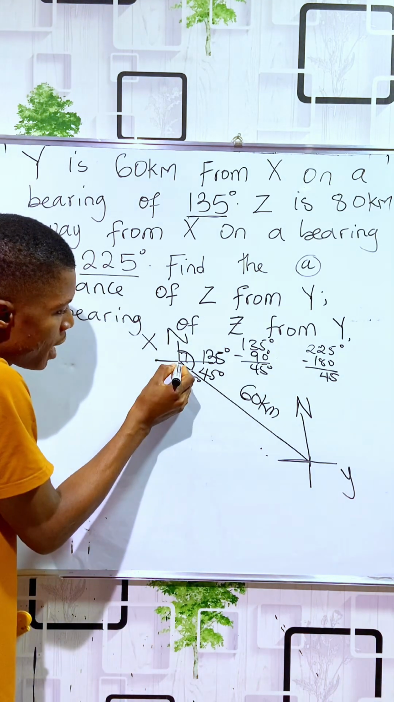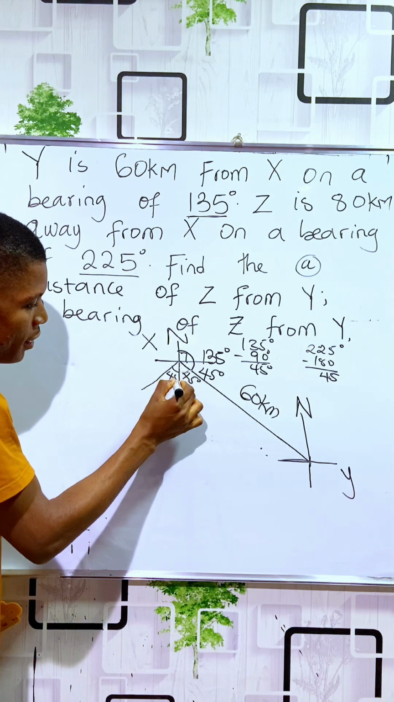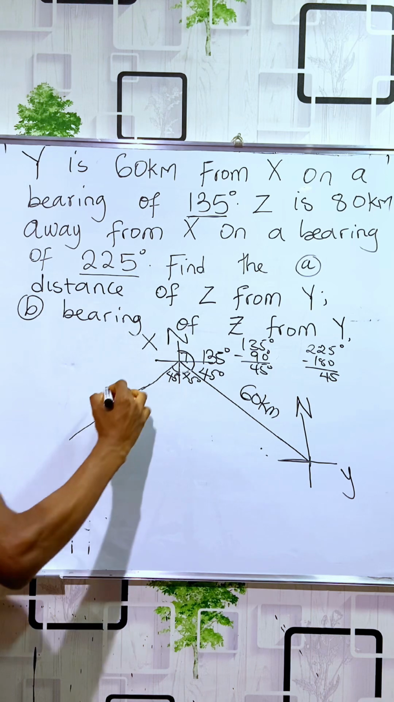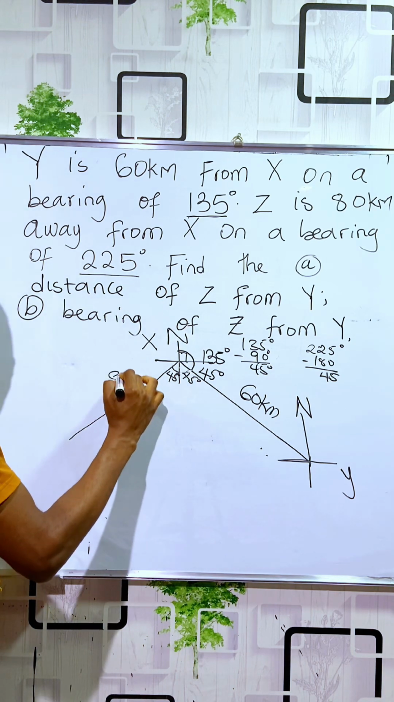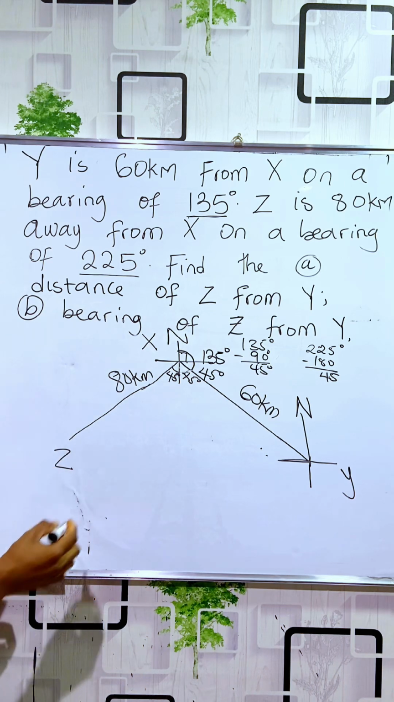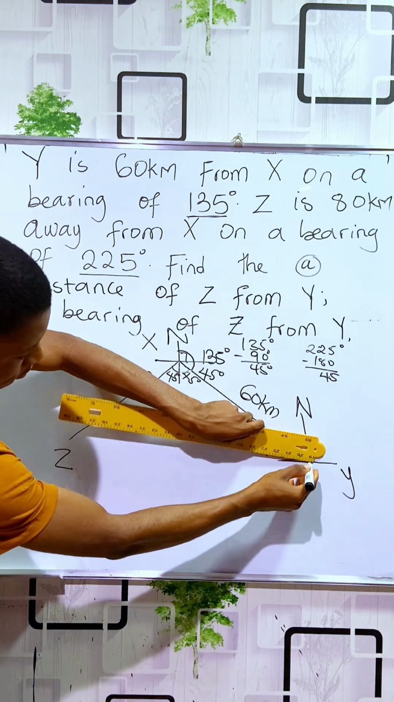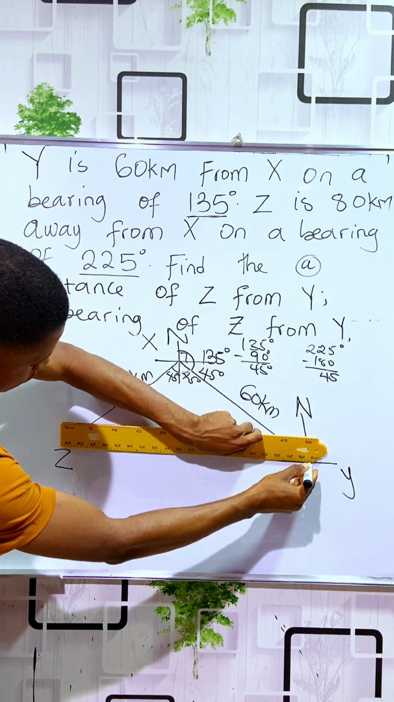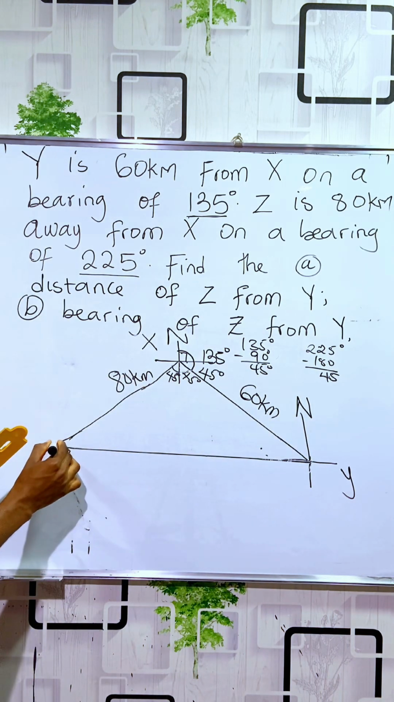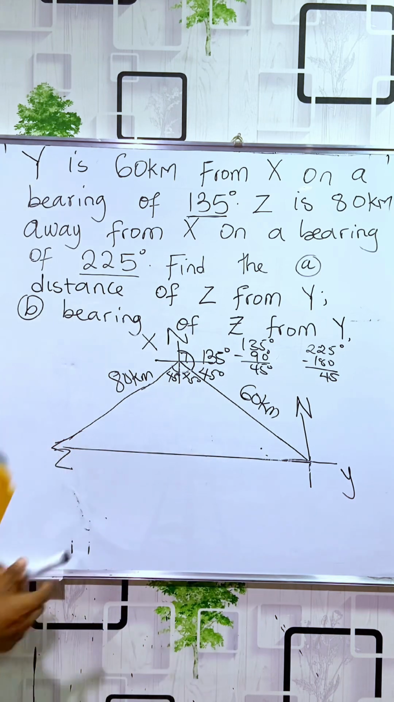So from here to here is 45 degrees. You can now see that it is 80 kilometers. So here is our Z. Let's just complete this line to make it a proper triangle. Here is the Z. We have drawn a triangle now.